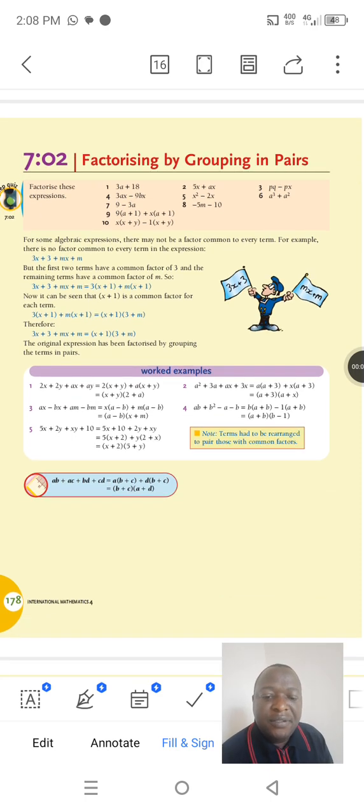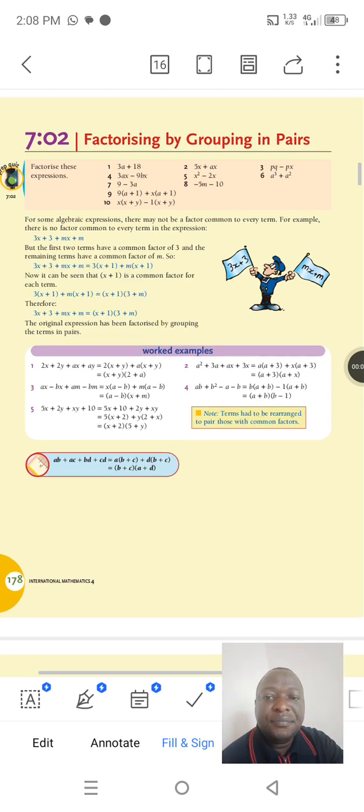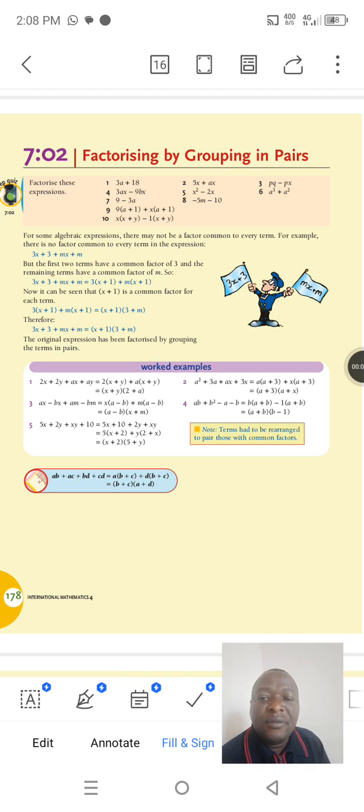Hello students, welcome to today's lesson presentation in mathematics, a Form 1 topic on algebraic expressions, specifically on factorization by grouping. But before we look at factorization by grouping, I want us to factorize the first two expressions on the screen. The question reads, factorize these expressions.